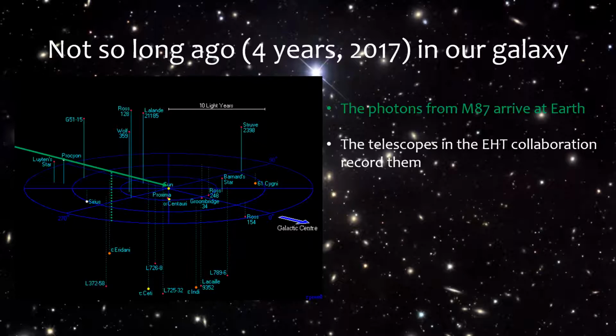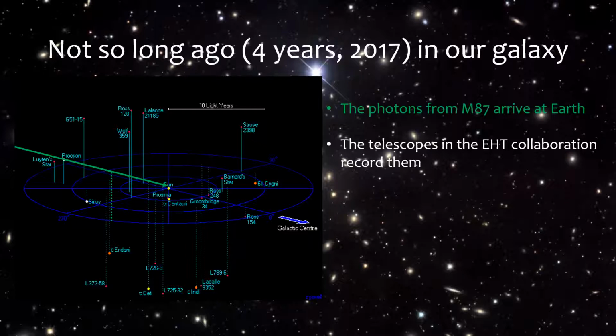They also took advantage of the rotation of the Earth, which allowed the telescopes to sample different locations and the arrival of M87's photons from slightly different vantage points. The volume of data recorded was about 15 petabytes.